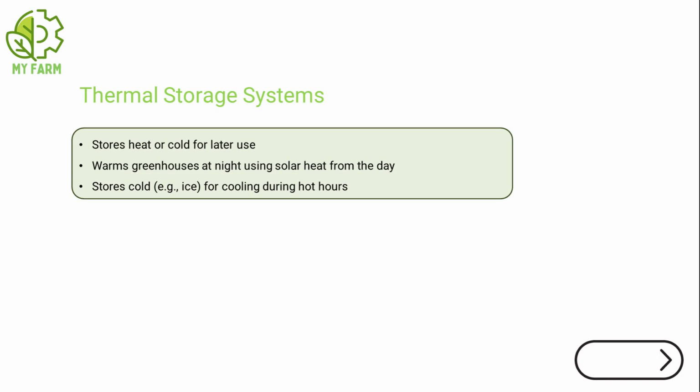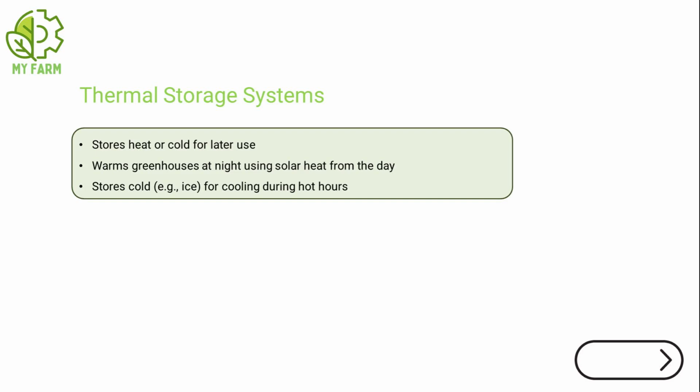During the day, renewable energy sources such as solar collectors or heat pumps capture and store energy in the form of heat. This heat is transferred to water, air, or specialized thermal fluids, which are then stored in insulated tanks or reservoirs. When temperatures drop at night, the stored heat is released slowly to maintain optimal growing or housing conditions, all without relying on additional electricity or fossil fuels.